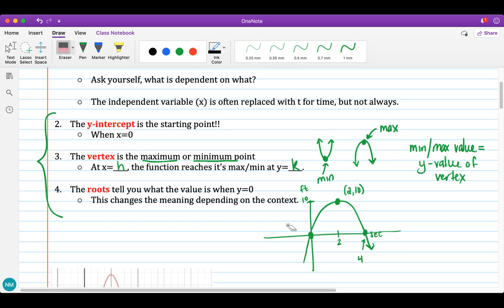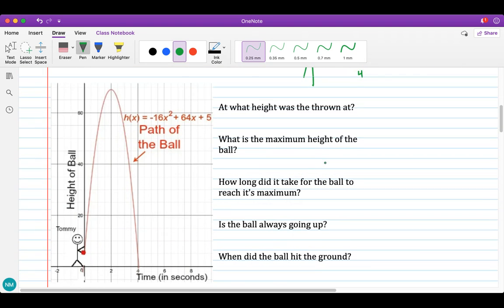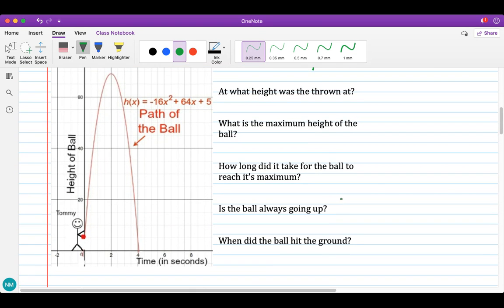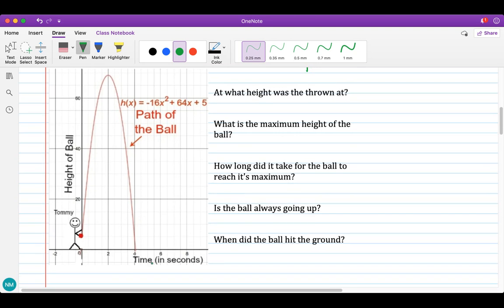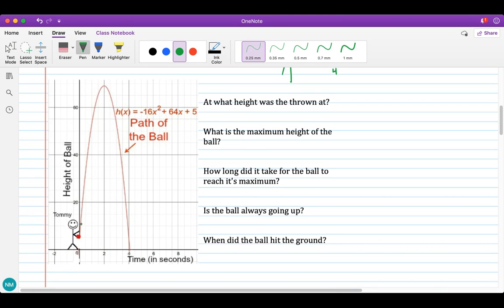So we're going to go through a bunch of examples of how to read specific graphs. So let's start with this one. So we have time in seconds and the height of the ball. So Tommy, whoever Tommy is, Tommy right here, is throwing this ball up in the air and then it's coming back down. Okay, so this is the path of the ball. This is how high it is going and how long it is going. So as time goes on, the ball goes up and then it comes back down.